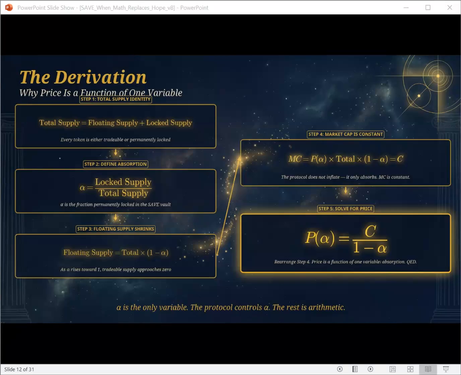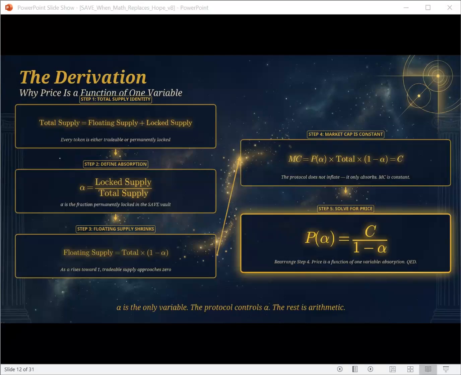Think of it as the book value per share. Alpha, we define alpha as the absorption ratio, the fraction of total Rise supply that is locked in the Safe vault. At Genesis, alpha is 50%, so that means 0.5. It can only increase because the vault has no withdrawal function. P is the price of Rise, which directly determines the value of Save.